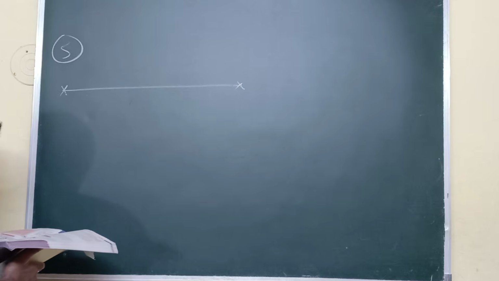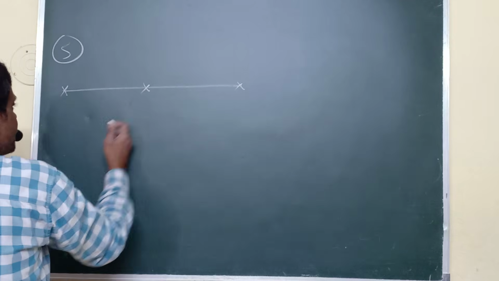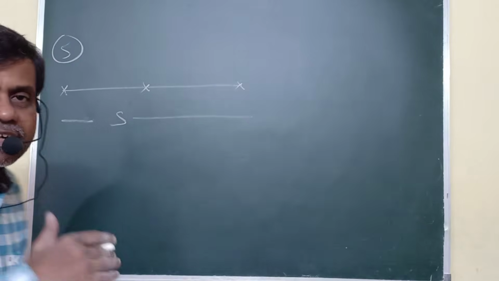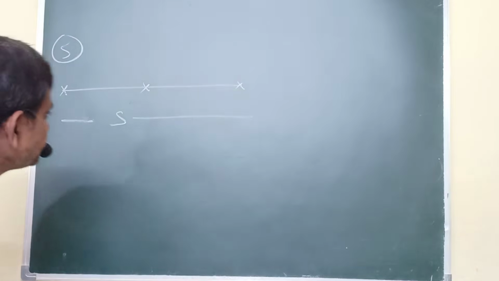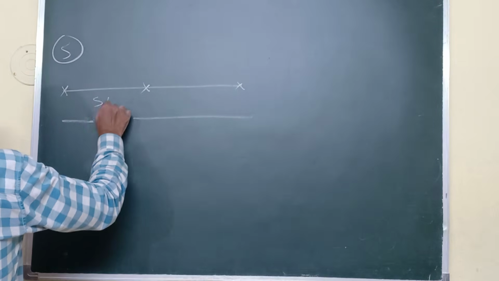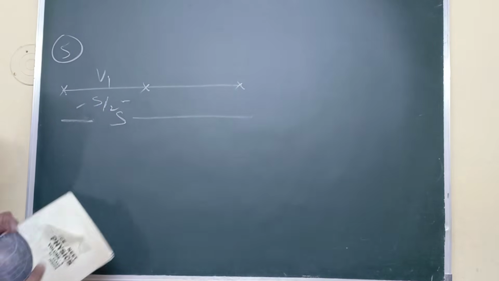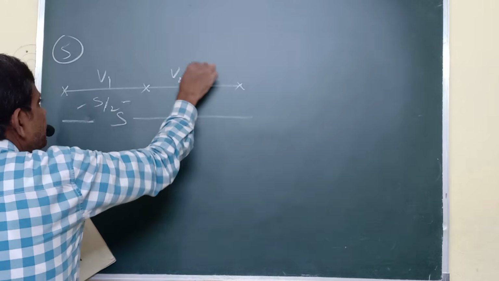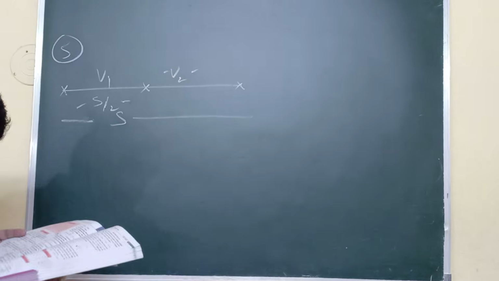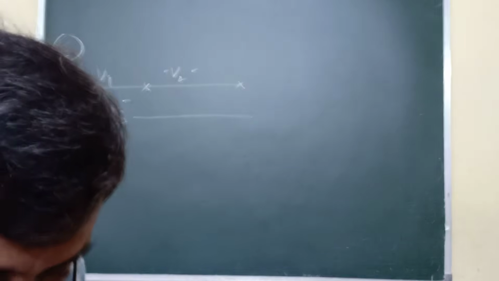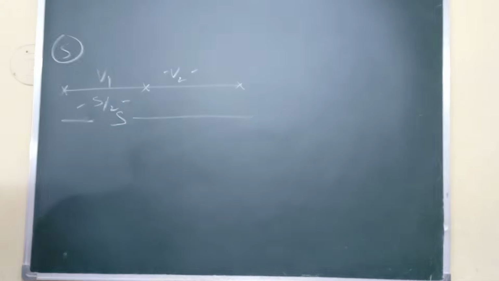Half of the journey with v1 speed. This total distance I am taking is a straight line, so distance means displacement only. So this half of the journey with v1 speed, remaining half of the journey with v2 speed. Then what are we finding? We are finding average speed.